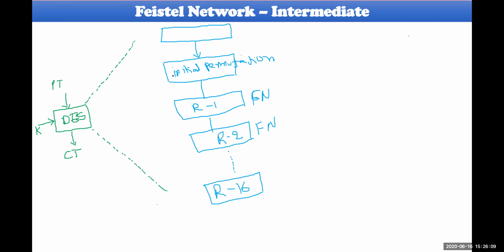So here DES takes approximately 16 steps or 16 rounds, done with the Feistel network only. After the 16th round, there will be some output. That output is forwarded through one more permutation, called the final permutation.